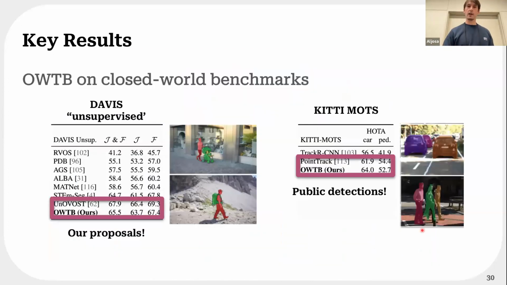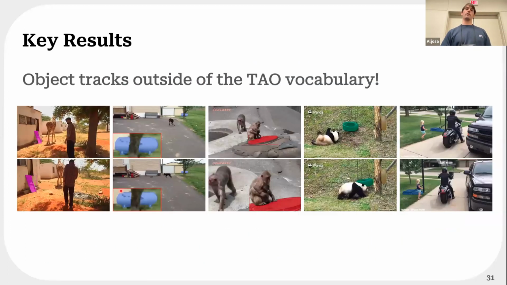What was really interesting is that we then evaluated this baseline also on standard closed world benchmarks, such as DAVIS unsupervised and KITTI multi-object tracking. These are really different problems, right? And our approach was better or on par with state-of-the-art methods that were highly tuned and specialized for these particular benchmarks. And we could also visually verify that we can track objects that are outside of the TAO vocabulary, right? The objects that I'm showing here that we track are not even labeled in TAO, even though it's quite exhaustively labeled.